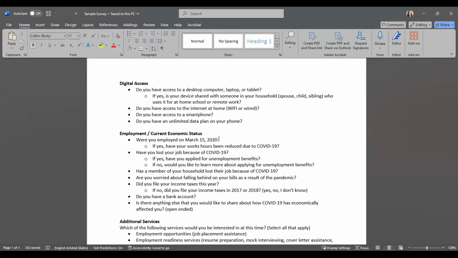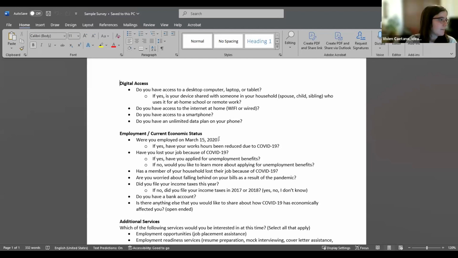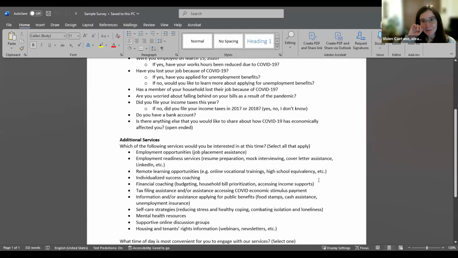And then also, have you lost your job because of COVID-19? I think it should be, has your job been impacted? Because maybe they didn't lose their job, but maybe they had to pick up a second job or something along those lines, right? Depending on what information they're trying to gather, there are other ways to ask those questions.